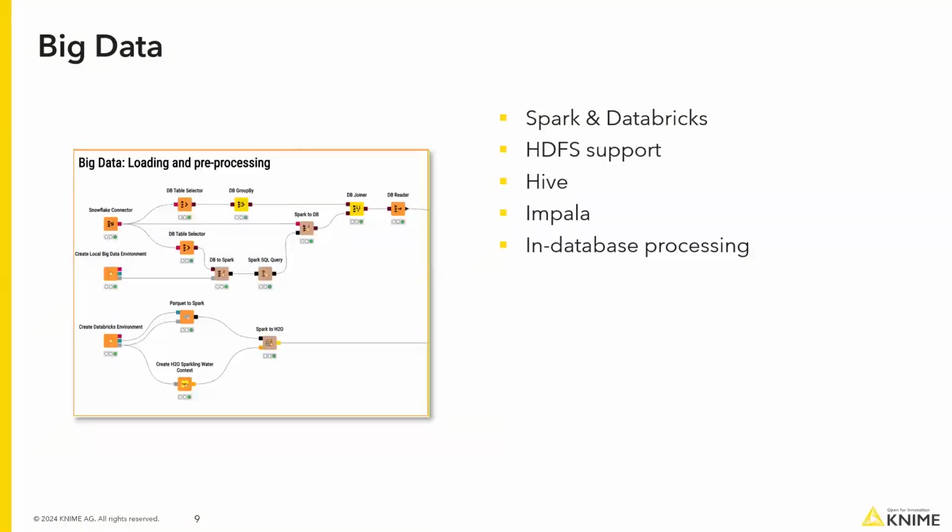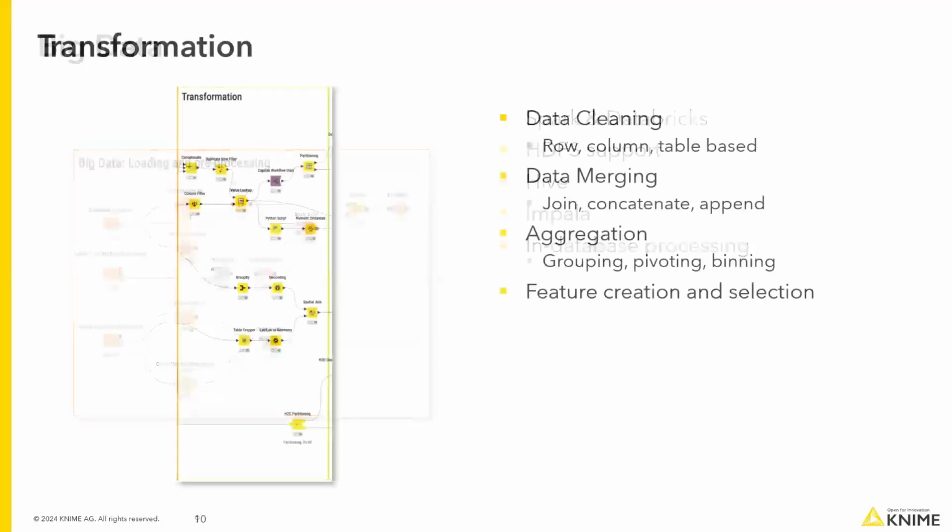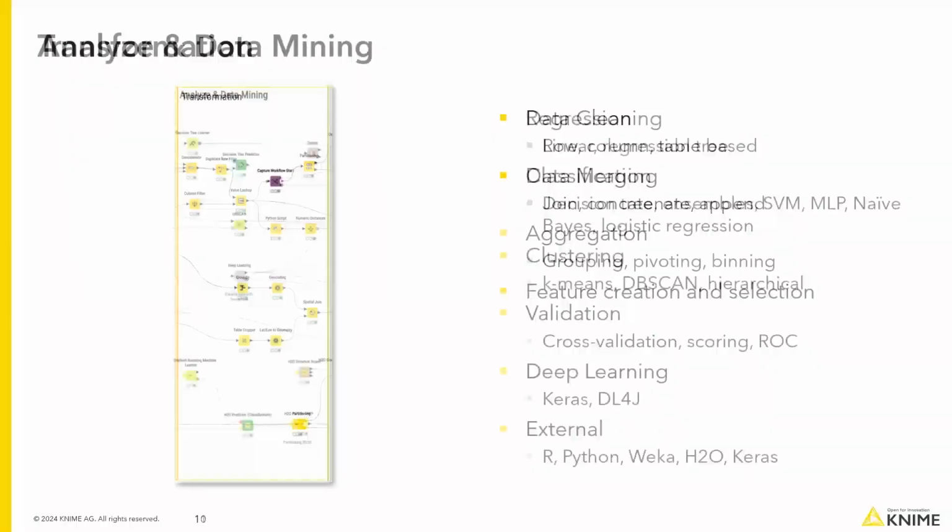Also, big data connectivity is supported, so you can process your data in Spark, for example, by using the resources of the Spark cluster, but at the same time controlling the whole flow from within KNIME. You can connect to HDFS, Hive, Impala, and also use these computation resources. There is a broad range of nodes to transform your data, for example, to clean your data, merge, aggregate, and so on and so forth.